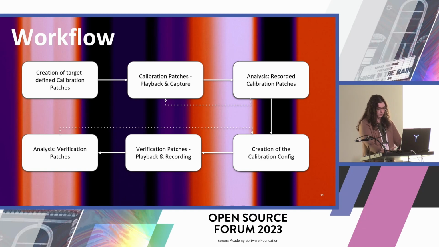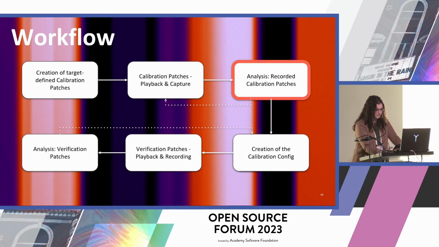The OpenVPCal workflow relies on the creation of target-defined calibration patches which you capture using your primary capture camera. Once that's done, you run the analysis tool, which creates a config containing the resulting calibration transforms. You can then play back your capture patches plus the calibration config and verify the results. Sounds pretty simple, right? Not so much. We're going to talk a little bit about the details around the calibration analysis.